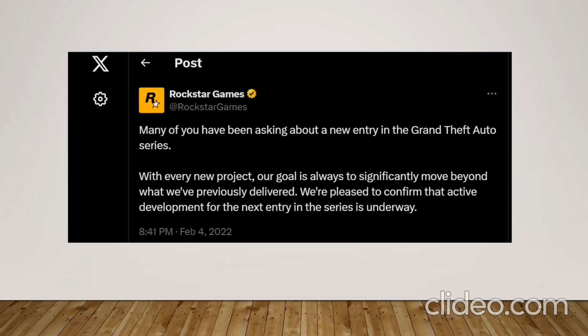So coming back to the topic, let's look at this post, which is posted by Rockstar Games. If you look at the content, it is very catchy and very informative. It says: Many of you have been asking about a new entry in the Grand Theft Auto series. With every new project, our goal is always to go significantly beyond what we have previously delivered. We are pleased to confirm that active development for the next entry in the series is underway.